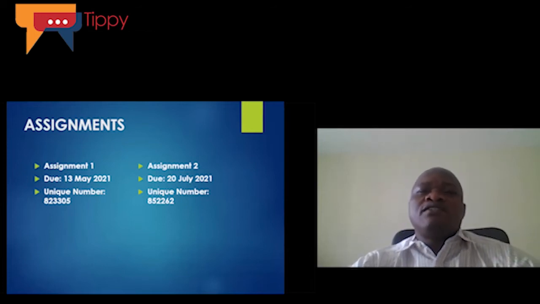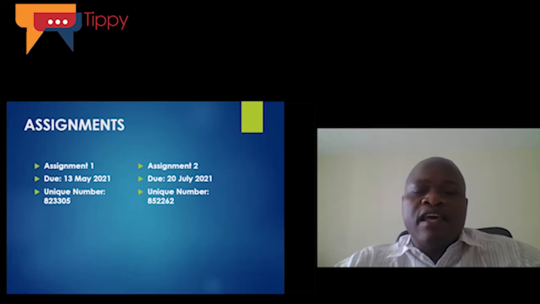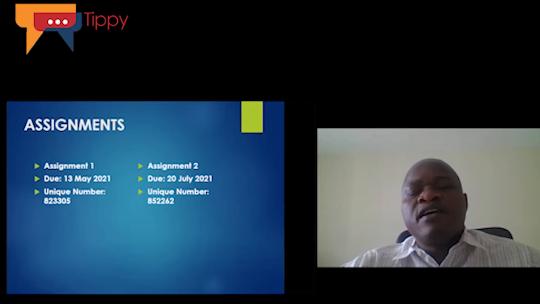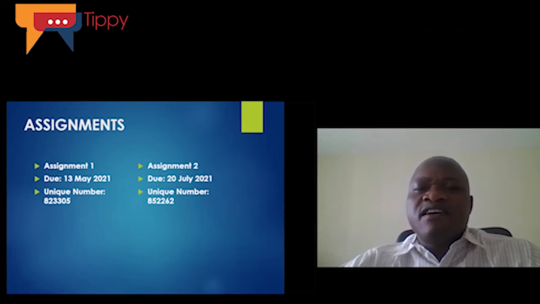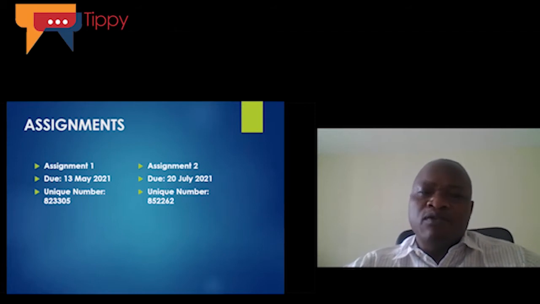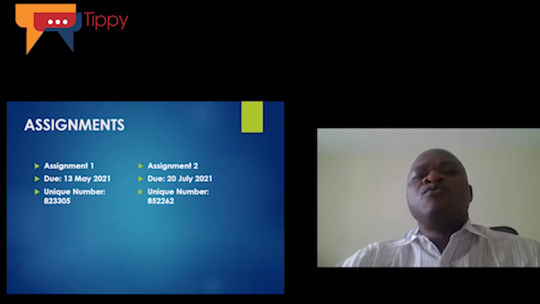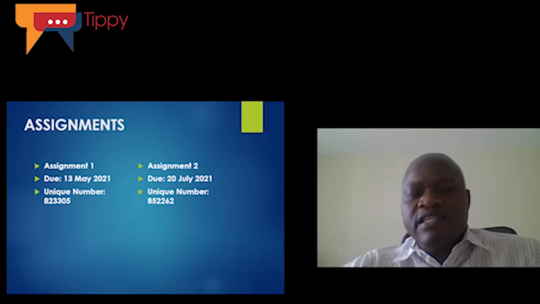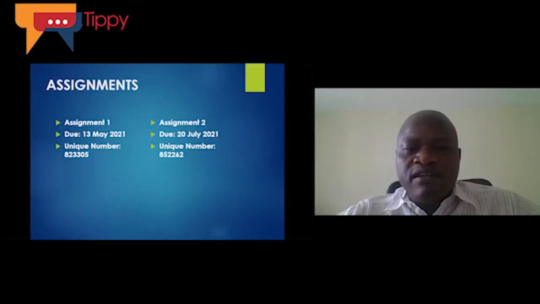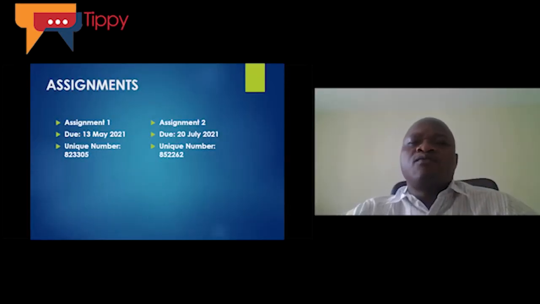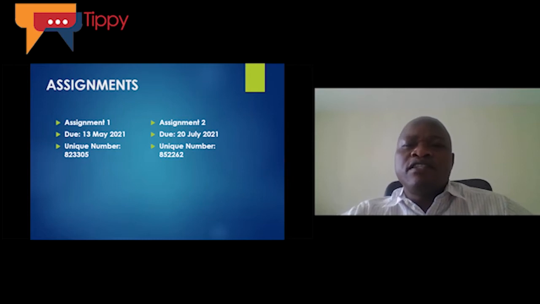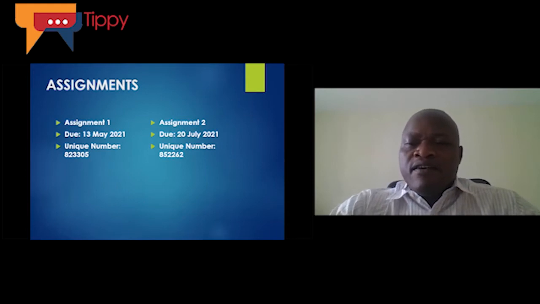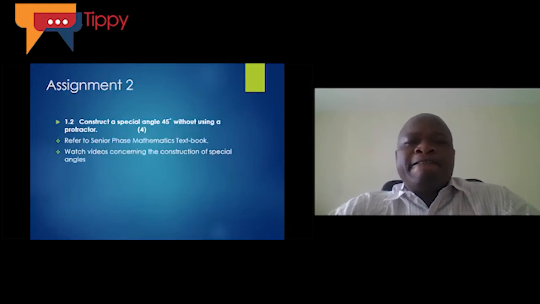Here are the due dates of your assignments, including the unique numbers. Assignment 1 is due on the 13th of May. And I've seen more students have submitted assignment 1. Hence, in today's presentation, I want to focus on assignment 1. Right, assignment 2 is due on the 20th of July 2021, and its unique number is 852262. Okay.